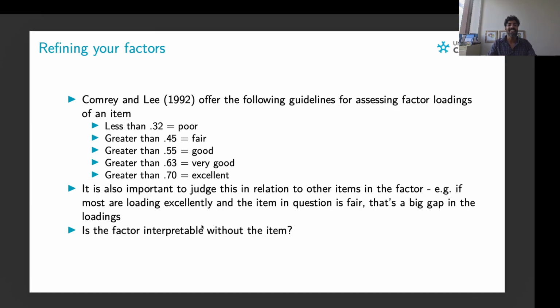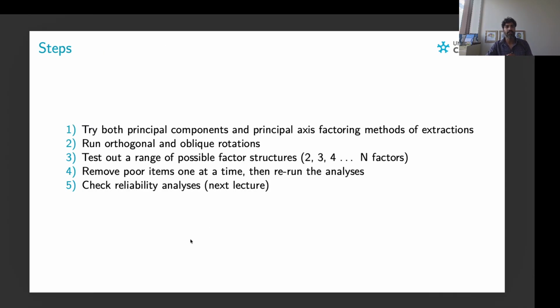So it is important to judge this in relation to the items and the other factors. So the foundational question is: is the factor interpretable without the item? If you take the item out, is it still interpretable, or do you lose the interpretability of the factor?